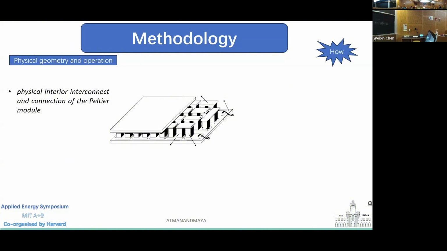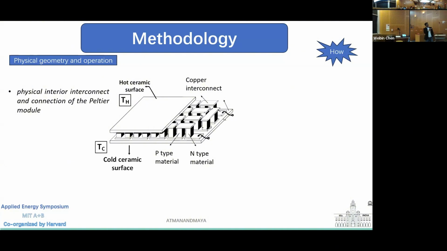This is the physical interconnect of the Peltier model, where this is the P-type material and this is the N-type material. The P-type and N-type materials are connected with copper wires. Above that is the hot ceramic surface, and there are two ceramic surfaces to give mechanical support. If we apply a temperature difference between the hot ceramic surface and the cold ceramic surface, we get a voltage. This is the working principle.